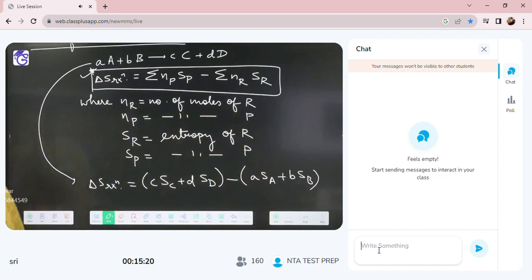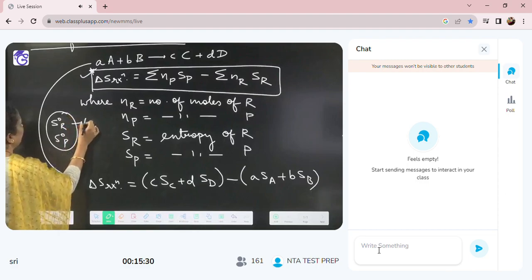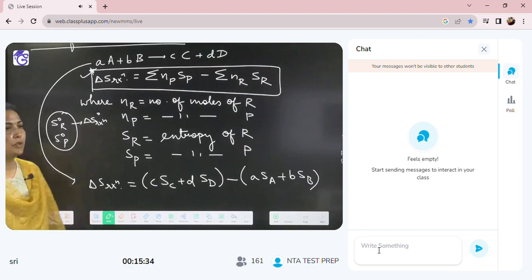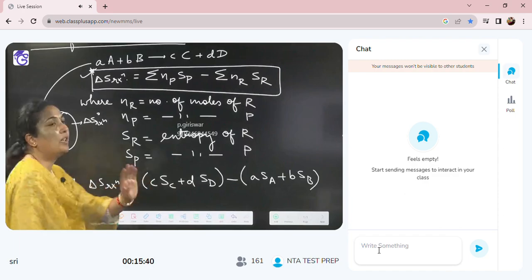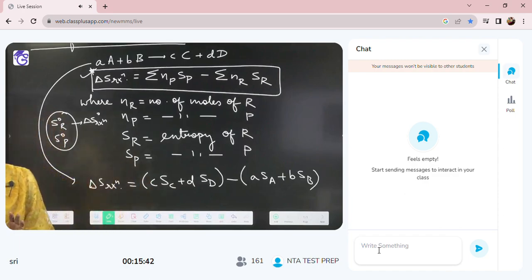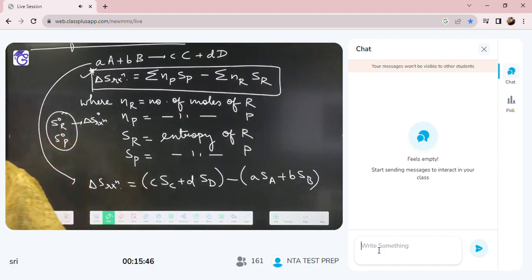Is there any issue understanding this? Now sometimes the examiner may give you standard entropy data, that's absolutely fine. Only thing is, at that time you will be calculating delta S as under standard condition. Just be careful there. If they are giving you standard data for entropy, that means all the reactants and products are present in their standard state, and they are giving you the entropy value. So then you can calculate the delta S of reaction under standard condition.